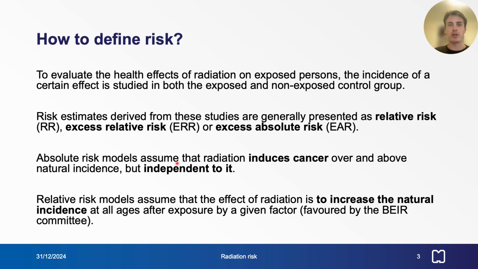Absolute risk models assume that radiation induces cancer over and above the natural incidence, but independently to it. Relative risk models assume that the effect of radiation is to increase the natural incidence at all ages after exposure by a given factor. Note that the relative risk model is favored by the BEIR committee.